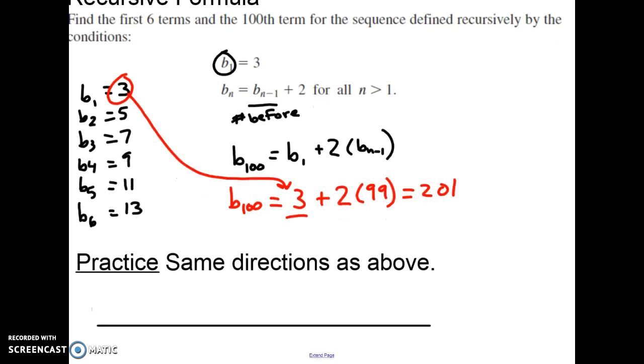So please go ahead, and I would like you to use those same directions, list the first 6 terms, and find the 100th term for this recursive formula. Go ahead and pause the video and take some time to do that right now.